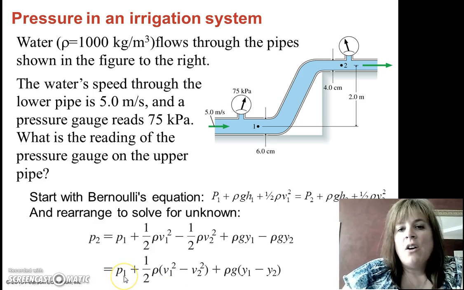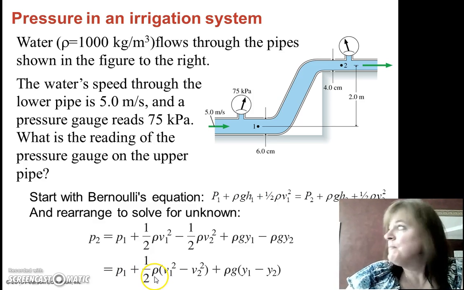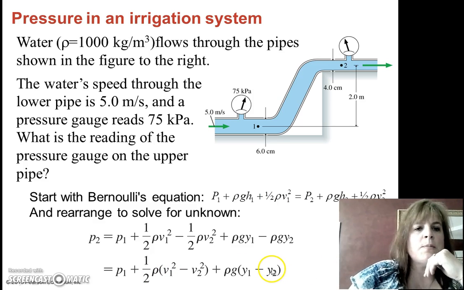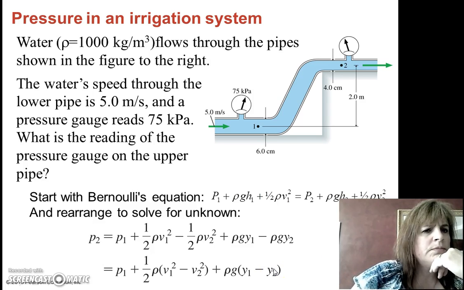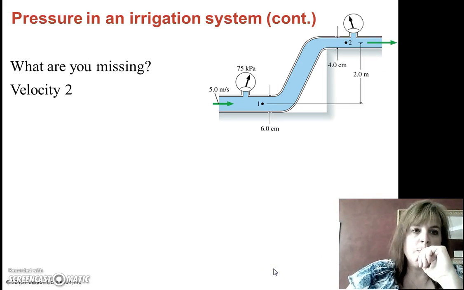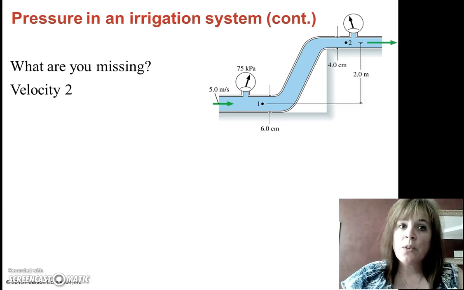So I know what pressure 1 is, or do I? I know the density of the fluid, I know the velocity of the fluid, and I know the height difference, but I am missing something. What am I missing? Velocity 2. Well, how am I going to figure that out? I can't solve this if I got 2 unknowns.